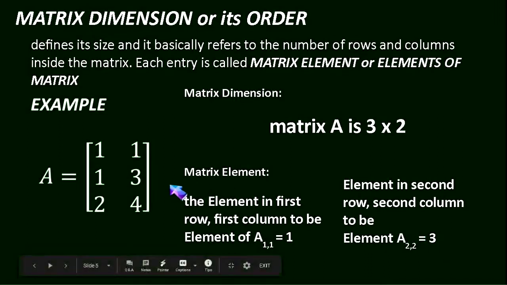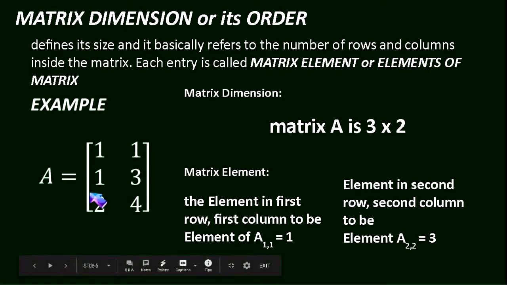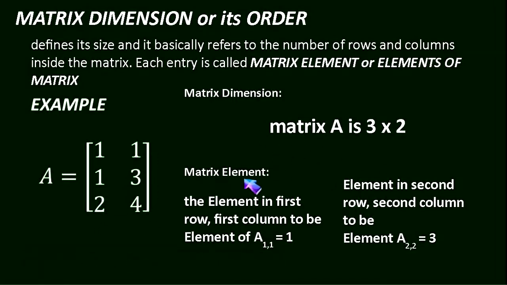And so on. The 4 is the element in the third row of the second column. What about the number 2? That is the element in the third row of the first column. So, that is how our matrix elements work.